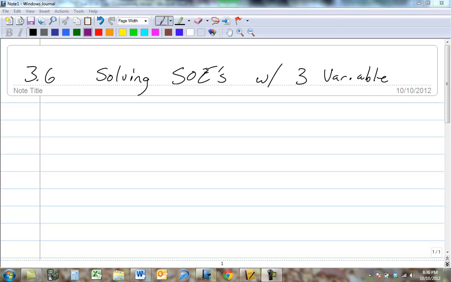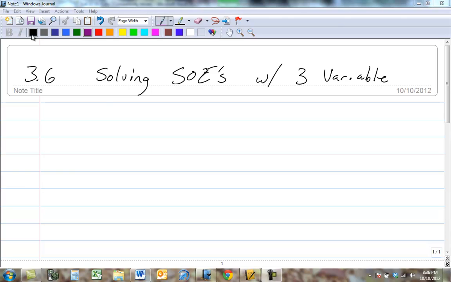Section 3.6, we're only going to do one example. However, this one example is going to take an entire page. So go get some paper and write down the title of this lesson. Go on. So 3.6 is solving systems of equations with three variables.